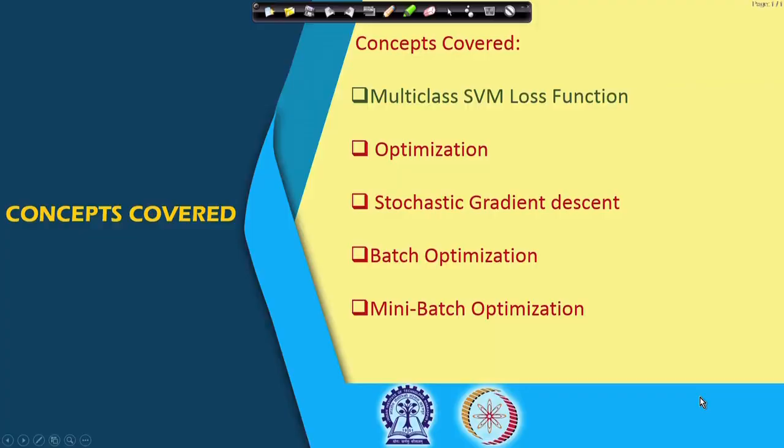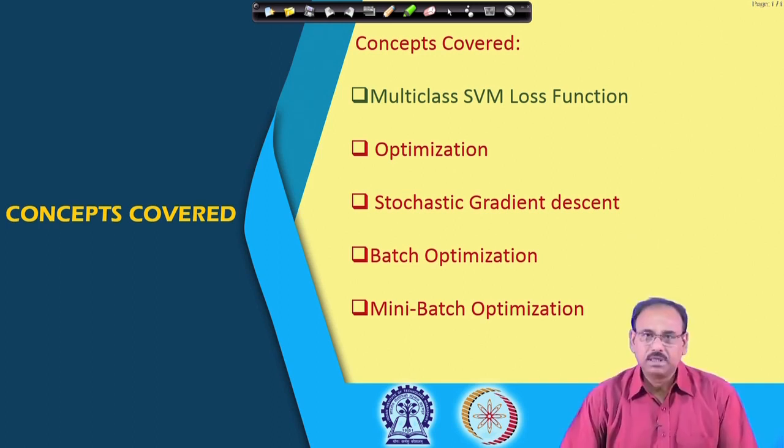In today's lecture, we will continue with the optimization techniques, and we will talk about three variants of the optimization techniques, which are the stochastic gradient descent approach, a batch optimization technique, and a mini batch optimization technique.